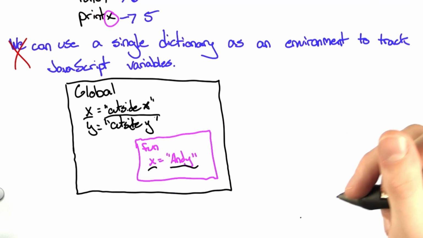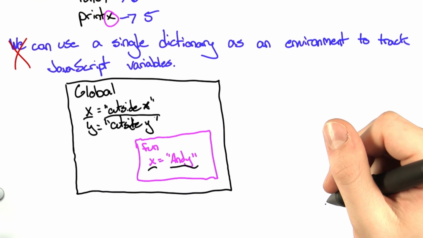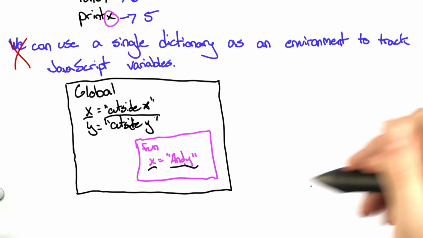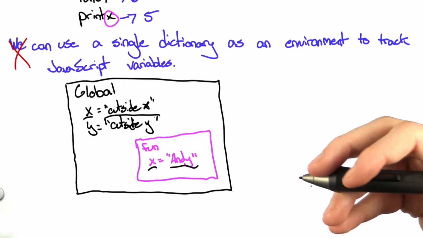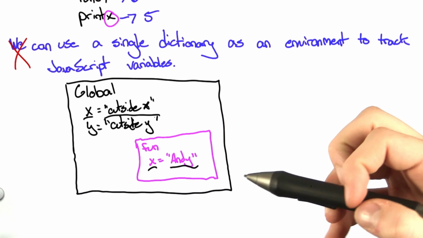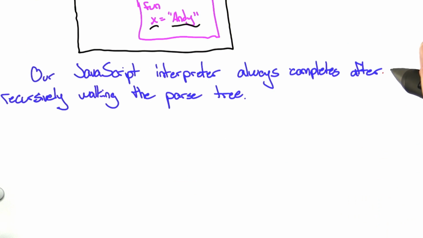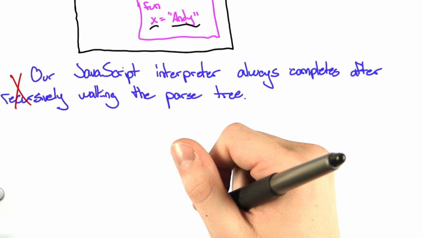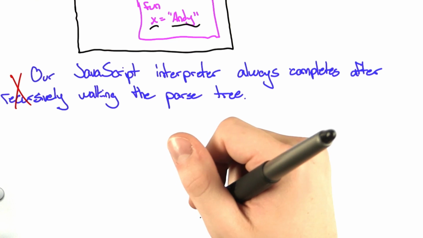In theory, you could do it with a single dictionary, but also in theory, you can only use a single flat list for every program you possibly want to write. But in practice, you're going to need multiple dictionaries. The next statement reads, our JavaScript interpreter always completes after recursively walking the parse tree. This is false. The easiest way to demonstrate this is a little bit of JavaScript.